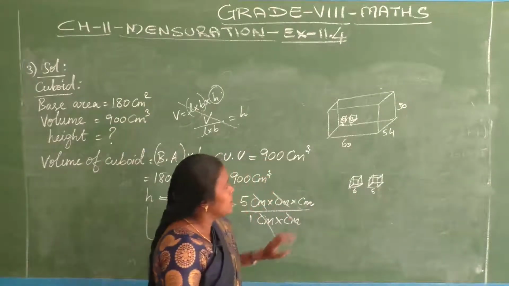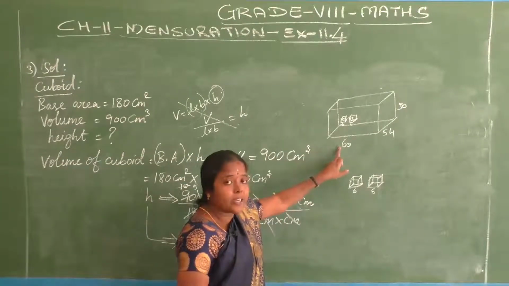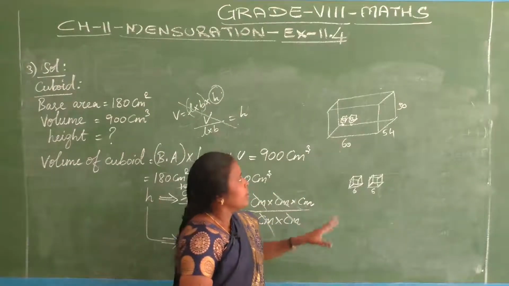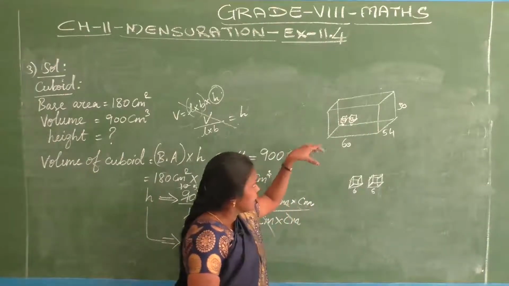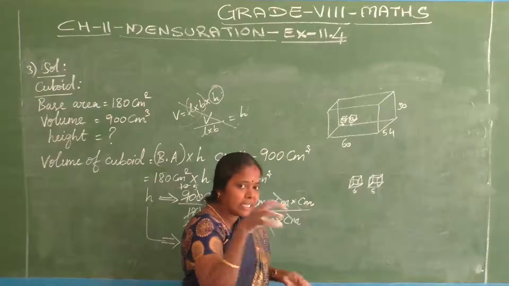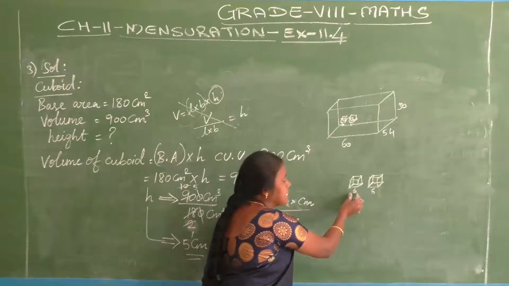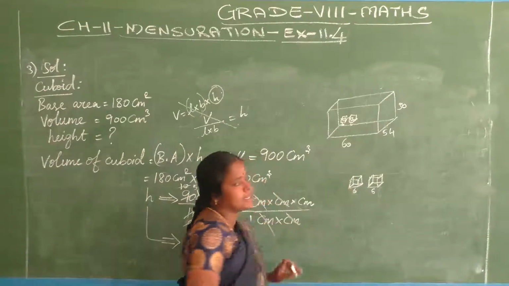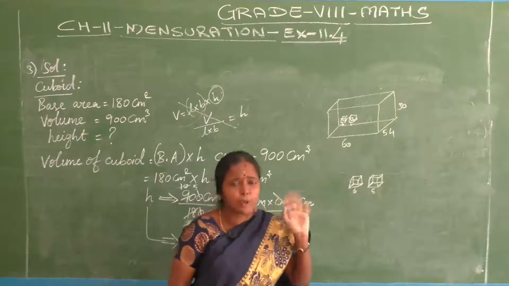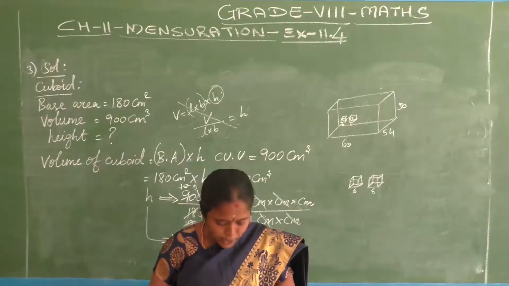Clear, children? A bigger cuboidal box is given. That length, breadth, height are mentioned. Inside the cuboid we have to fix the same size, side 6 centimeter cube boxes, to be filled inside. That means how many such cubes are necessary here, required here? This is the question. What to do?